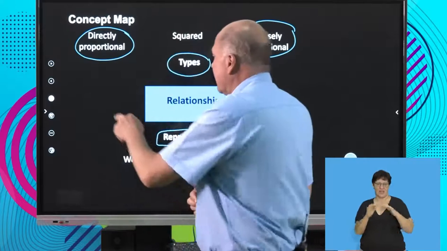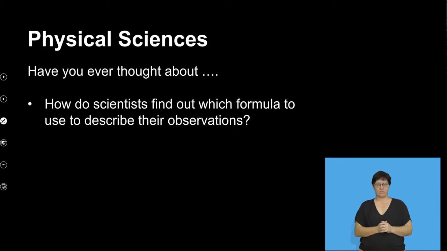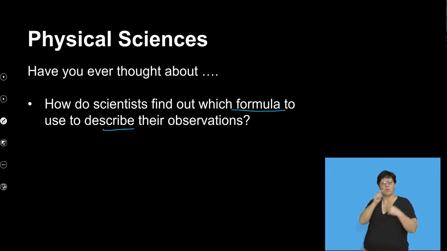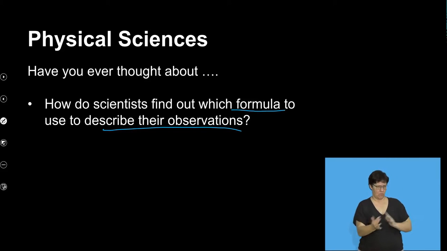So let's start with a question. And the question we're going to say is, how do scientists find out which formula to use to describe their observations? And that's quite an interesting idea. We know that there are a whole lot of formula. In a test or exam, you'll be given a data sheet. Well, where do these formula come from? Do they just pluck them out of the air?